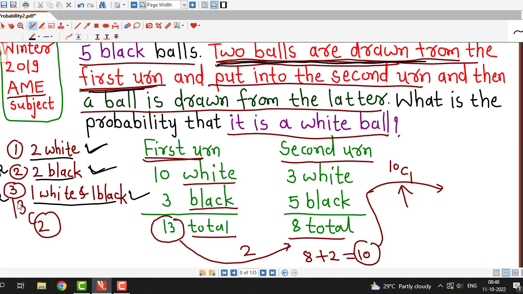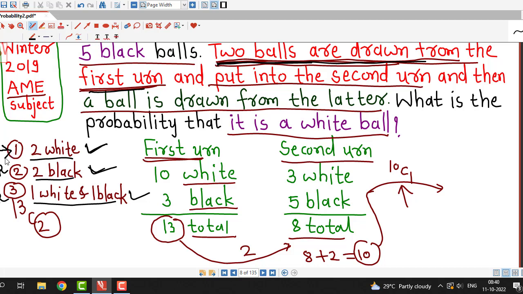So this is the first discussion: the first task is to draw two balls from the first urn, and we can do that in any of these three mutually exclusive ways. So we have to consider all three possibilities. We will discuss them one by one.